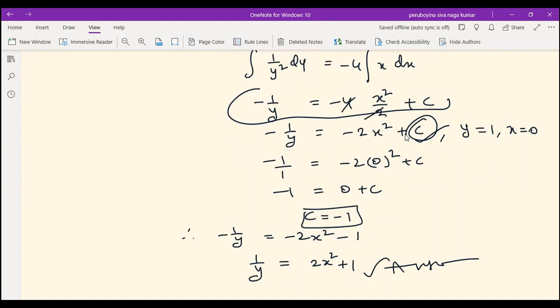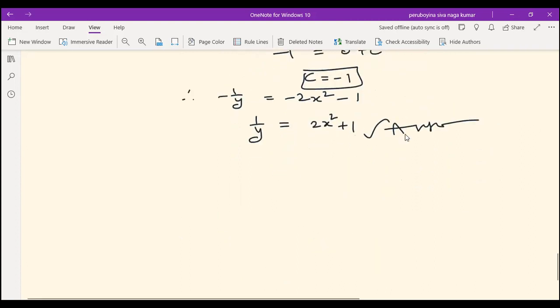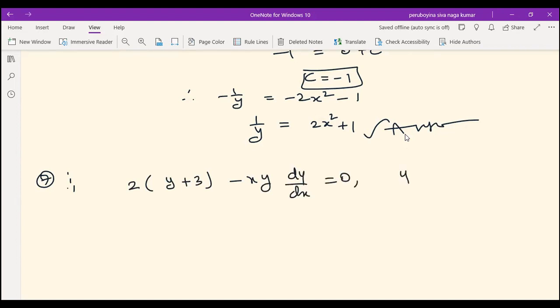So we will solve the seventh question also. One question I will explain to you, and later you can solve yourself. So 7-1 I am solving. Here also it is asking for the solution, and some conditions are given. The given DE is 2 of y plus 3 minus xy into dy by dx is equal to 0, given that y of 1 is minus 2.